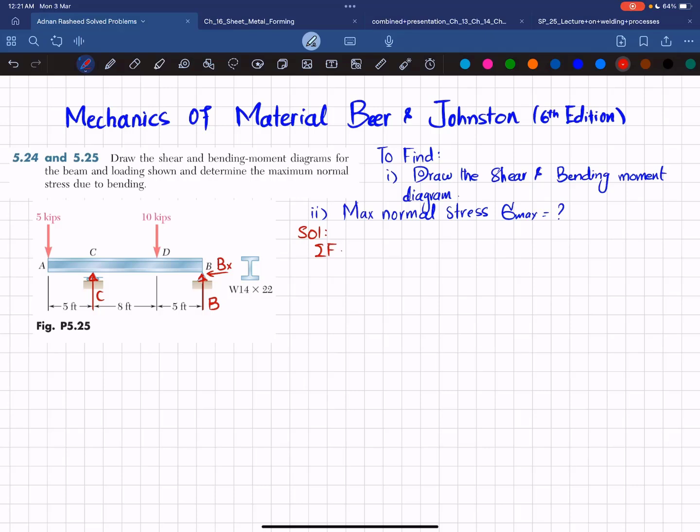So the first equation of equilibrium is this one, and only Bx is acting, in the negative direction, and there is no other force, so it means that Bx is equal to 0.